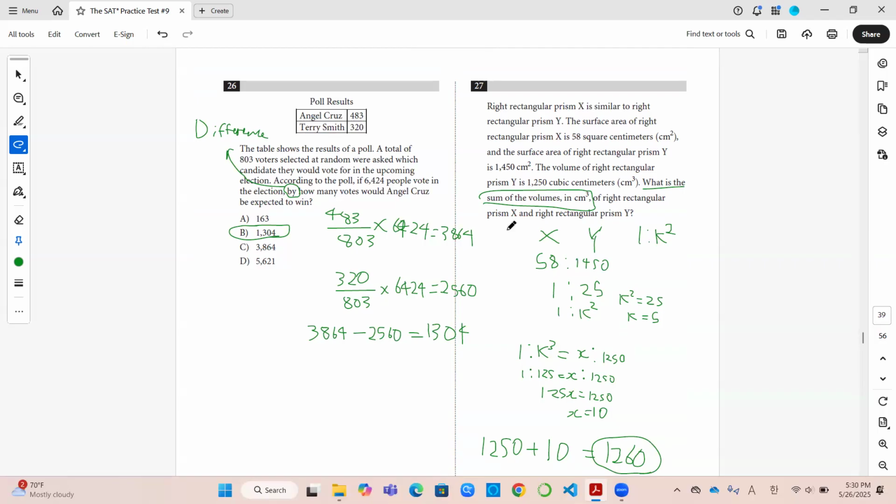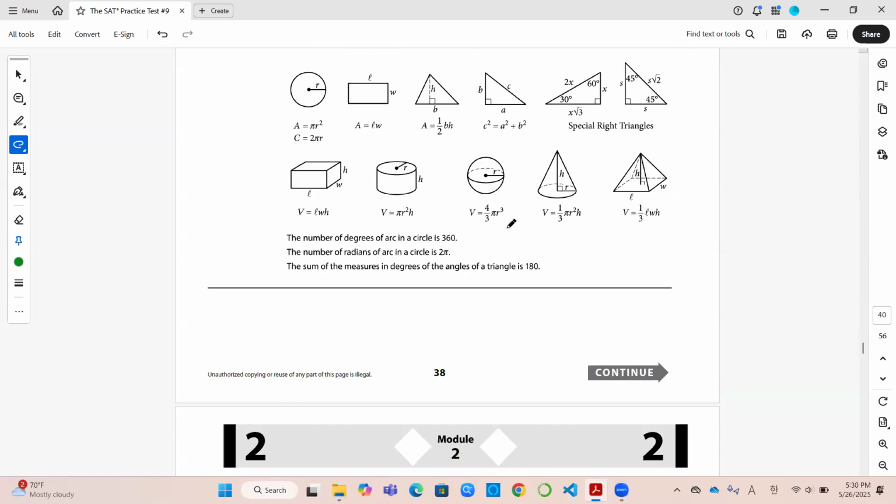Okay. Now, moving on to the second part.